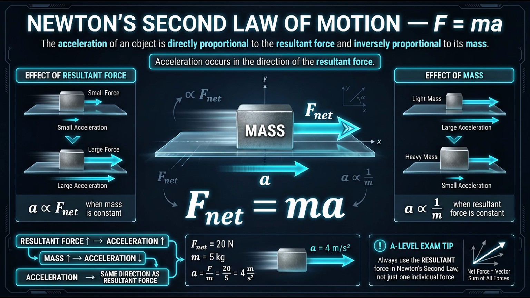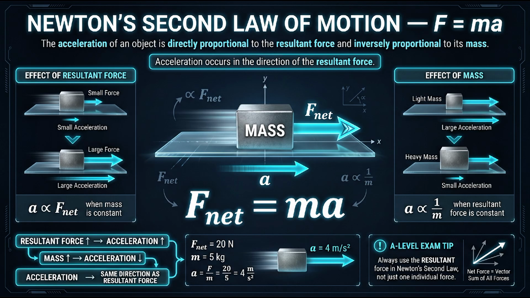For example, imagine a block with a constant mass on a smooth horizontal surface. If a force of 5 newtons produces an acceleration of 2 meters per second squared, increasing the resultant force to 10 newtons would produce an acceleration of 4 meters per second squared. The relationship is linear because the acceleration changes in the same ratio as the resultant force. This is one of the most important applications of Newton's second law.